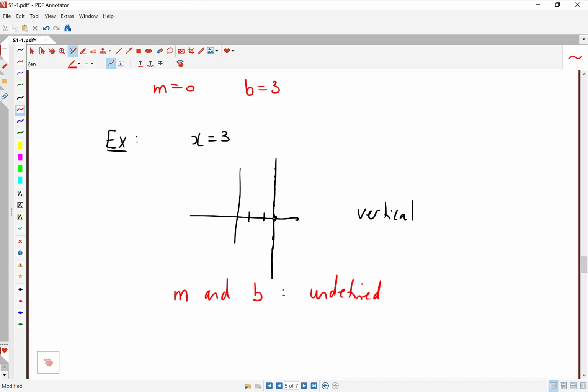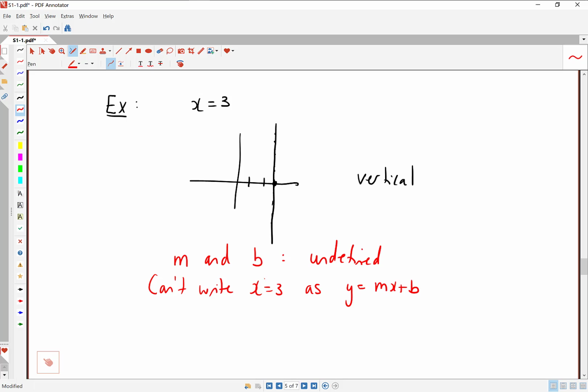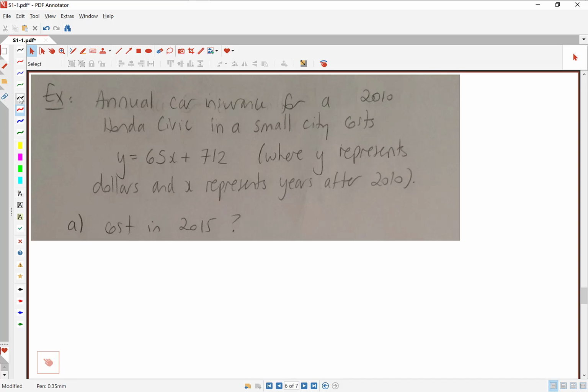Essentially, that's happening because this line is rising so steeply. It's rising infinitely steeply or infinitely quickly, and so you can't talk about that slope. Similarly, the y-intercept is undefined because this line just doesn't cross the y-axis, so it doesn't make sense to talk about the y-intercept. So you can't write the equation x equal 3 as y equal mx plus b because there is no y in this equation. So that's another way of thinking about the fact that the slope and the y-intercept should be undefined for a vertical line. So let's put some of these ideas into practice.